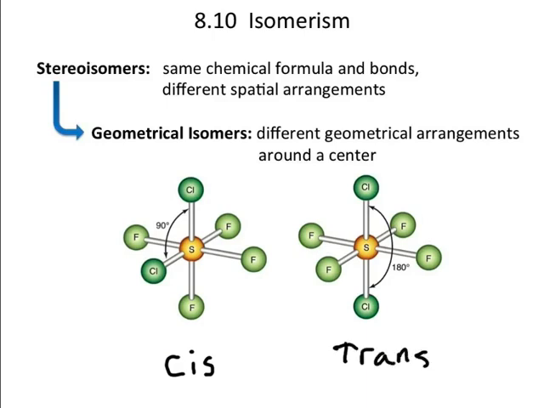So you say the cis isomer or the trans isomer. Geometrical isomers are often called cis-trans isomers from these two different names. So you can say cis-trans isomerism if you want.